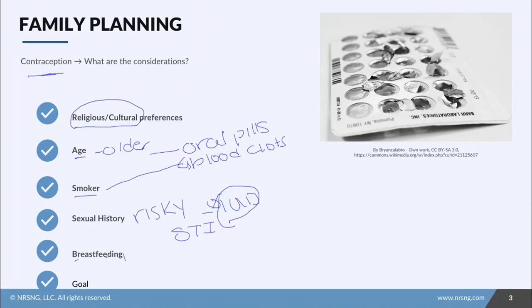Then we need to know if they are breastfeeding. The reason being for this might be a patient that has had a child recently and just isn't quite ready to get pregnant again. For this patient, we want to give them something called the mini pill, because it's a progesterone-only pill. It'll help keep their milk supply, which is important if they're breastfeeding. So we need to know that.